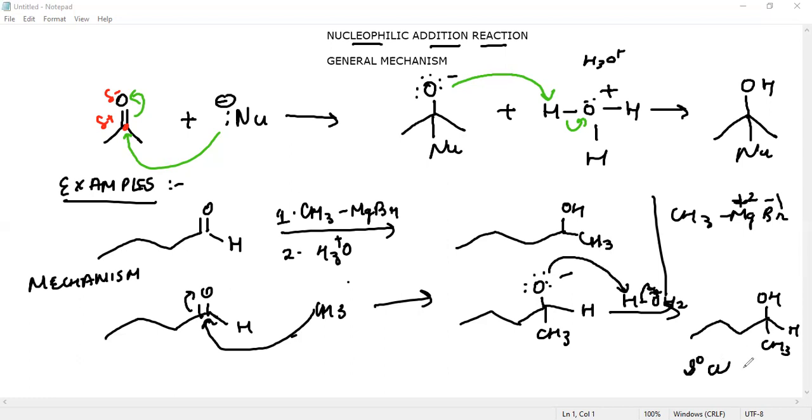In case you have formaldehyde, that means you don't have the R group here, just formaldehyde with only one carbon, then you will be able to form the primary alcohol. And if you have a ketone like over here, then you'll be able to form the tertiary alcohol. Like here, this is tertiary alcohol, and here if you start with formaldehyde, then it will be your primary alcohol. Let's see what's next now.